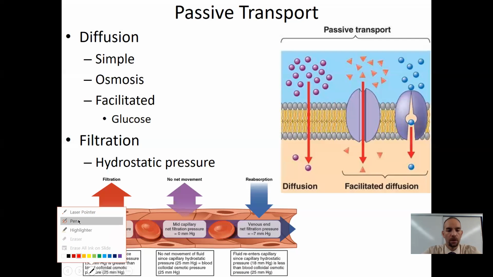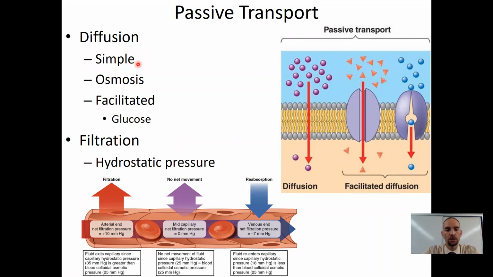The first type is simple diffusion. Simple diffusion is used for gas movement. So oxygen, carbon dioxide, small molecules like that can move across our membrane easily. No protein channels needed, no energy is needed. It's just a free movement across until it gets to equilibrium on both sides of that membrane.